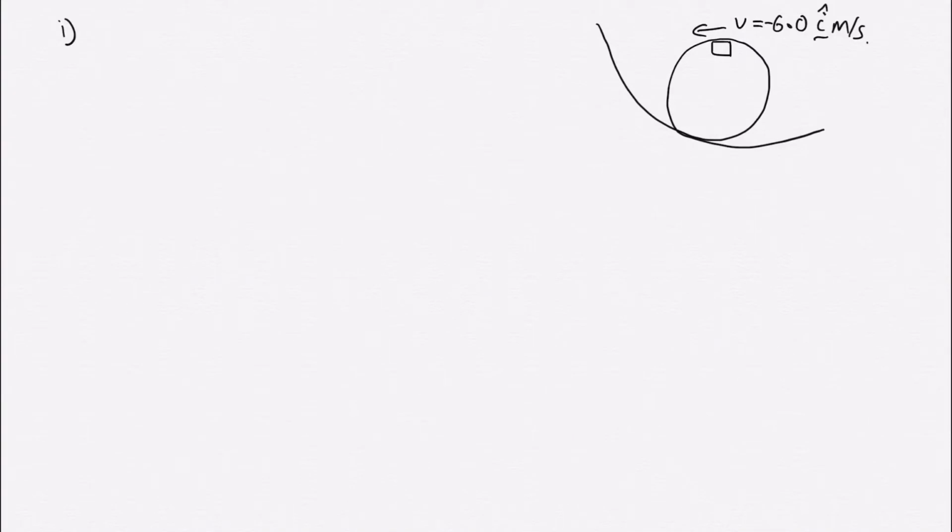So in order to make it round the loop, we need to satisfy the condition that the velocity has to be greater than the square root of gr. We're told that the radius of this loop is equal to 2.7 meters, and we'll need the mass later, so let's write it down. The mass is equal to 150 kilograms. That's for the motorcyclist plus the motorcycle.